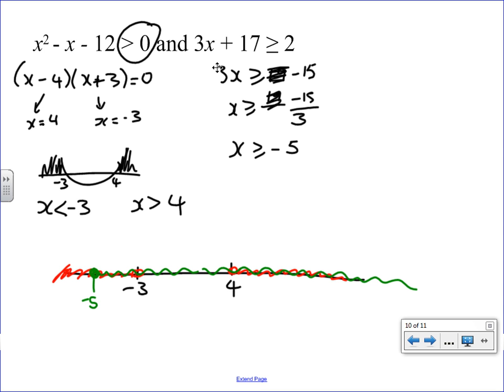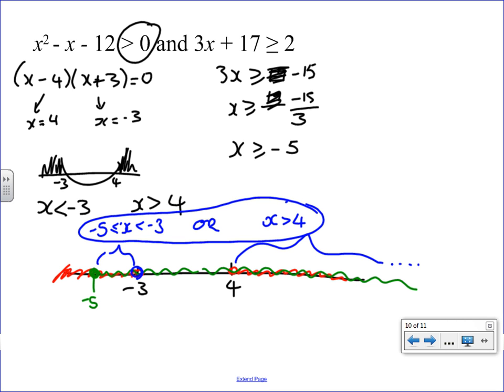Okay, and now we need to do where is red and green. Well, that's red and green, and that is also red and green. So that is including minus 5, but not including minus 3. And x greater than 4, but not including 4, because the red one said it couldn't be 4. So that whole solution set. Excellent.